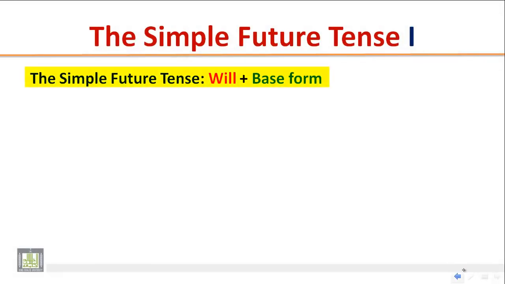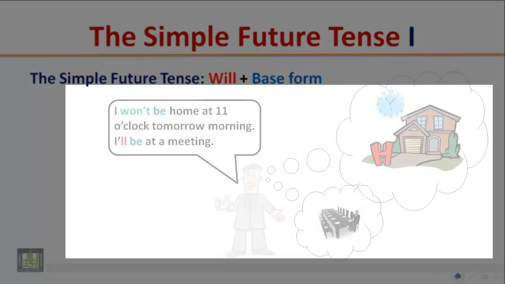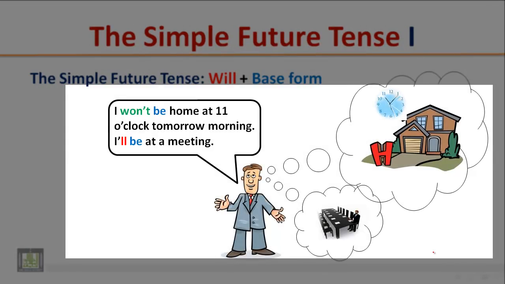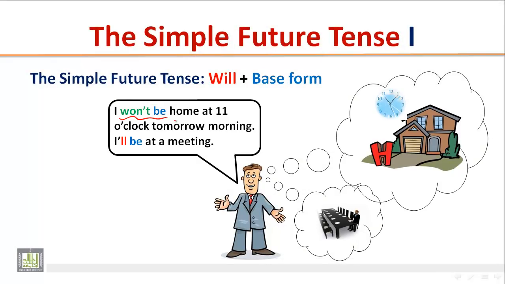The simple future tense: will plus base form. Listen to the following conversation and pay attention to the use of the verb will. I won't be home at 11 o'clock tomorrow morning. I'll be at a meeting.